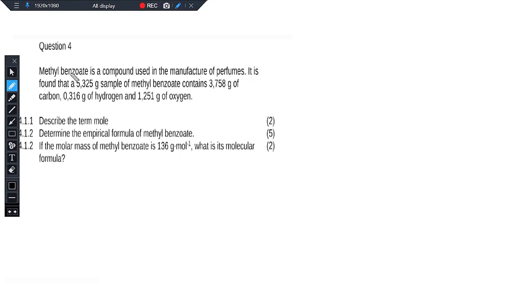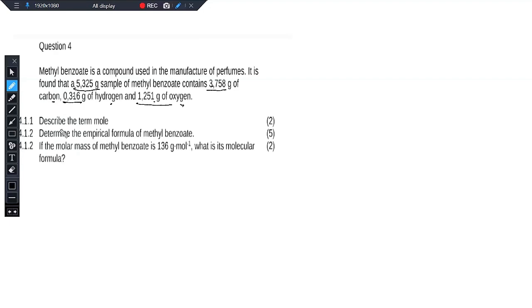Okay, so we have question 4. It says methyl benzoate is a compound used in the manufacture of perfumes. It is found that a 5.325 gram sample of methyl benzoate, which is the whole compound, contains 3.758 gram of carbon, 0.316 gram of hydrogen, and 1.251 gram of oxygen. So we know when it comes to the empirical formula, we are only concerned about the masses of each element, right? So the 5.325 gram here is of the whole compound, meaning if you add this number, that number, and this number here, you are supposed to get that 5.325 gram.